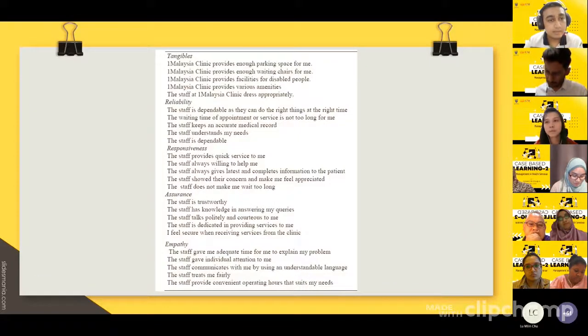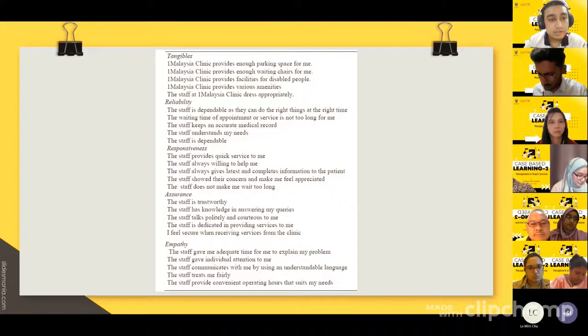And this is a sample of the assessment, like this one done in a community clinic in Malaysia. Tangibles: provide enough parking space, enough waiting chairs, facilities for disabled people, various amenities, and their dress code. And reliability is about doing the right things at the right time, and whether the waiting time for appointments or service is too long or not. Staff keep accurate medical records, understand the patient's needs, and the staff is dependable.